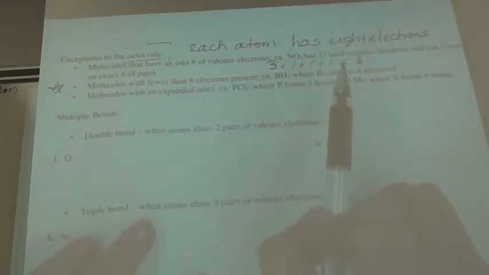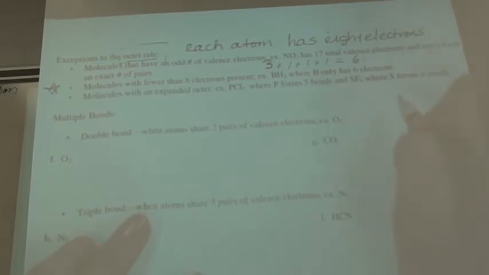So it does without. So boron would be in the middle. The H's would be distributed around it. And the 3 pairs would be shared with the boron. This is the valid Lewis dot structure for BH3.